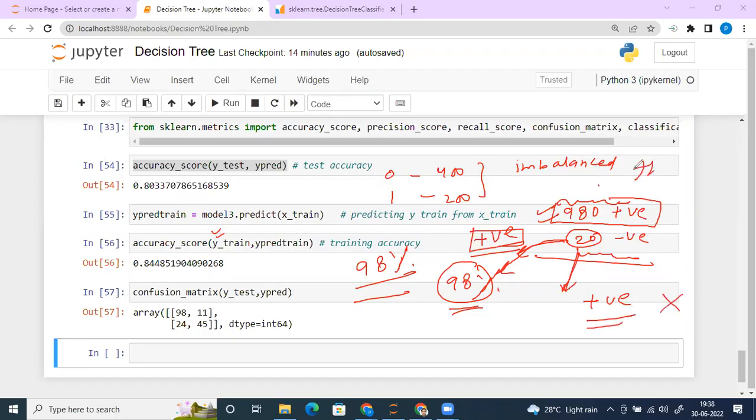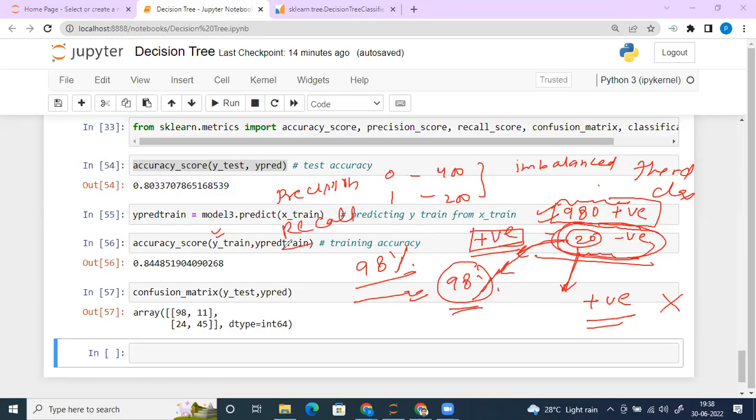That means your model is a dumb model, although your accuracy is 98%. It is never able to predict this class. So what model is this? In such cases, precision and recall become very, very important, and it is a very common interview question.